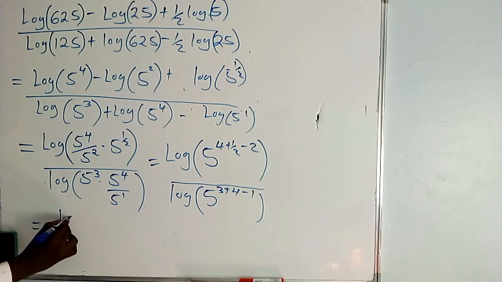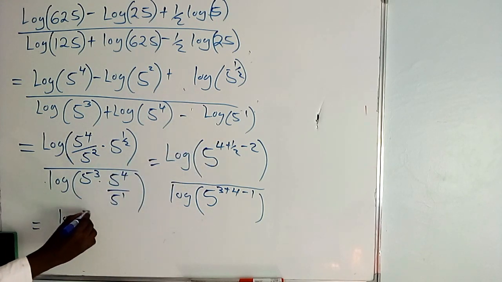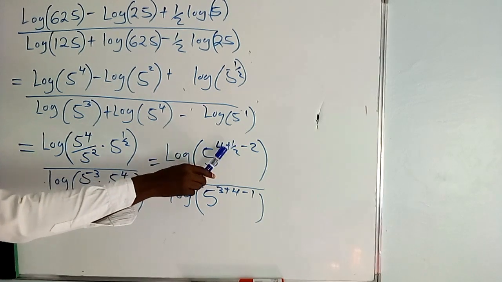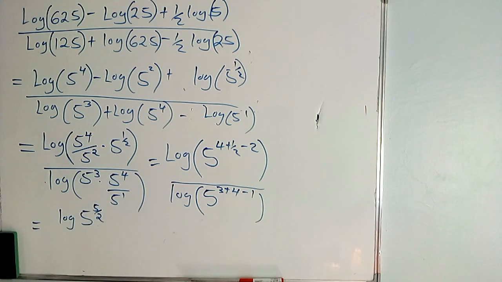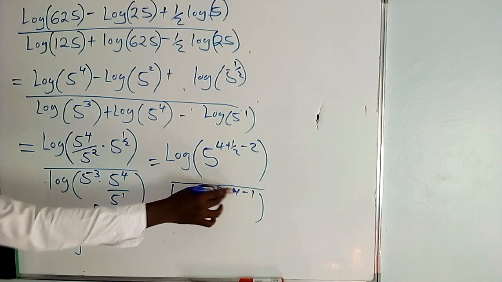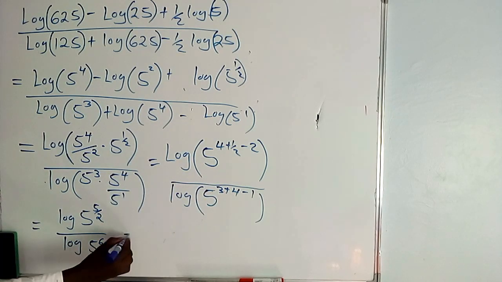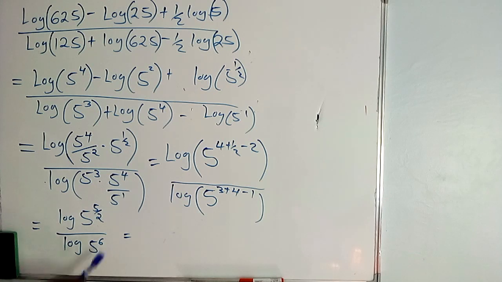In the numerator, we have log 5 raised to power 4 plus a half minus 2. 2 and a half. 2 and a half is the same as 5 over 2, isn't it? So we have log 5 raised to power 5 over 2, isn't it? Then in the denominator, we have log 5 raised to power 3 plus 4 minus 1, 6, isn't it? So you can see the power, now you simplify, the power goes back to be the coefficient, isn't it? Are we together? The power of the log is the coefficient.